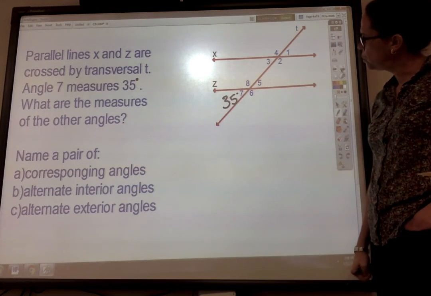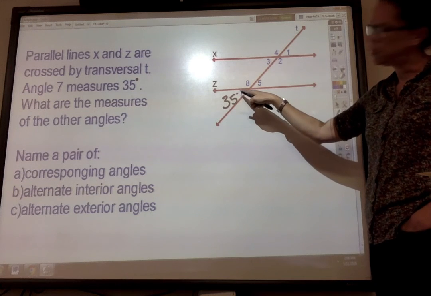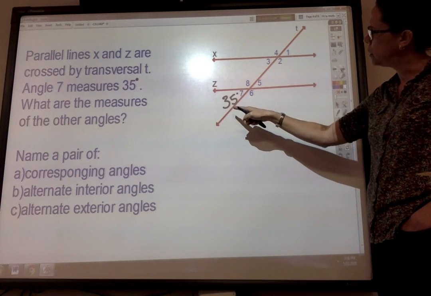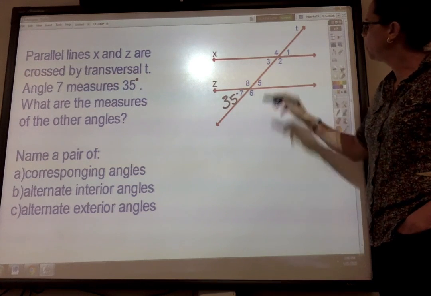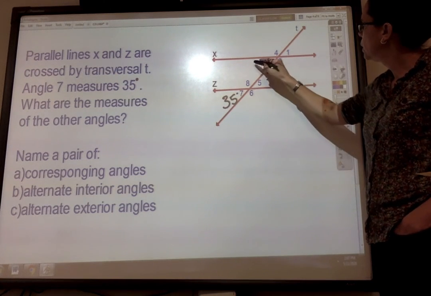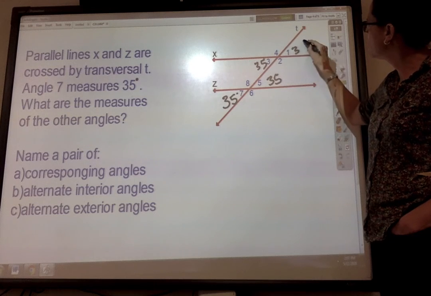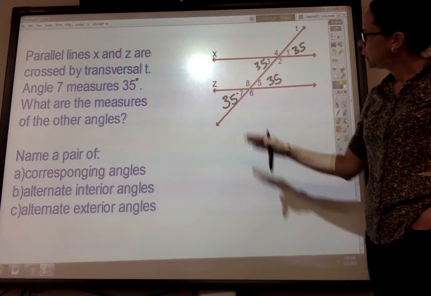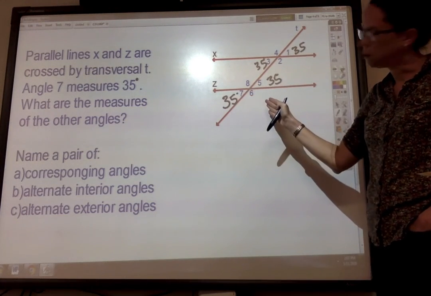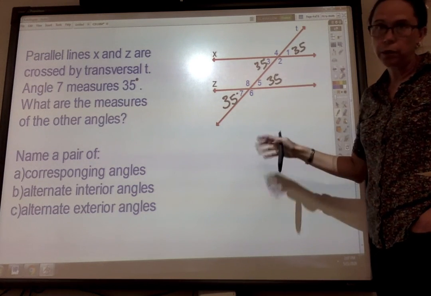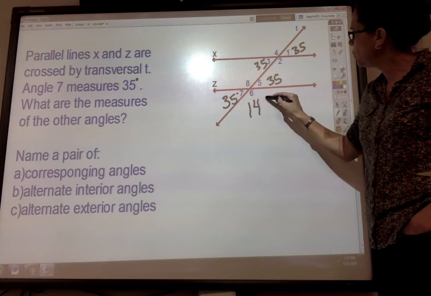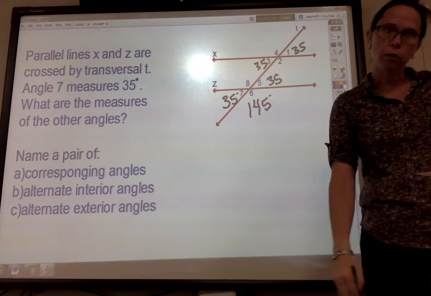Okay, so you should have said, well, angle 7 is an acute angle. It measures 35 degrees. Guess what all the other acute angles in the figure measure? 35 degrees. So this is 35, this is 35, this is 35. Now we said any acute angle and obtuse angle have to be supplementary. 180 minus 35 leaves me with 145. So angle 6 must be 145.